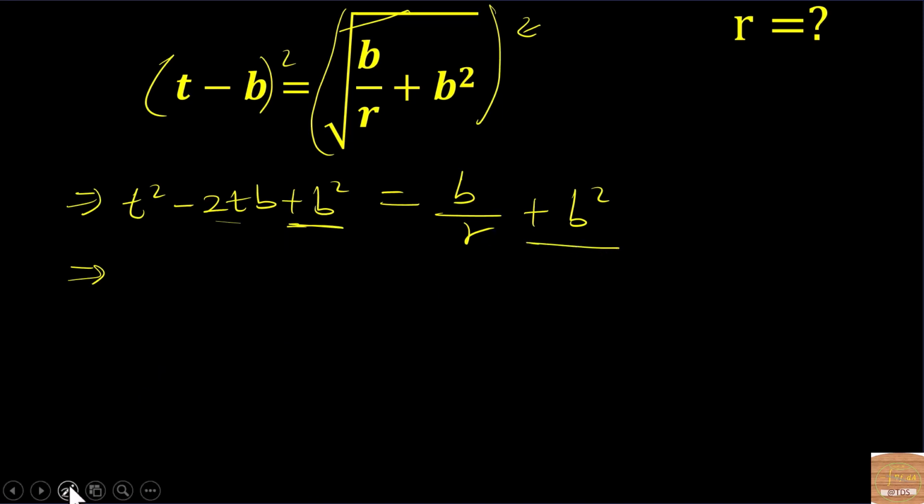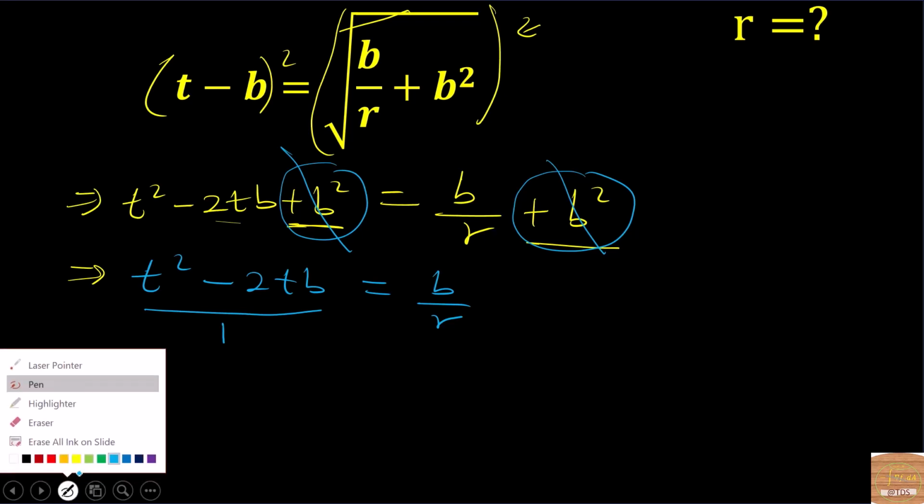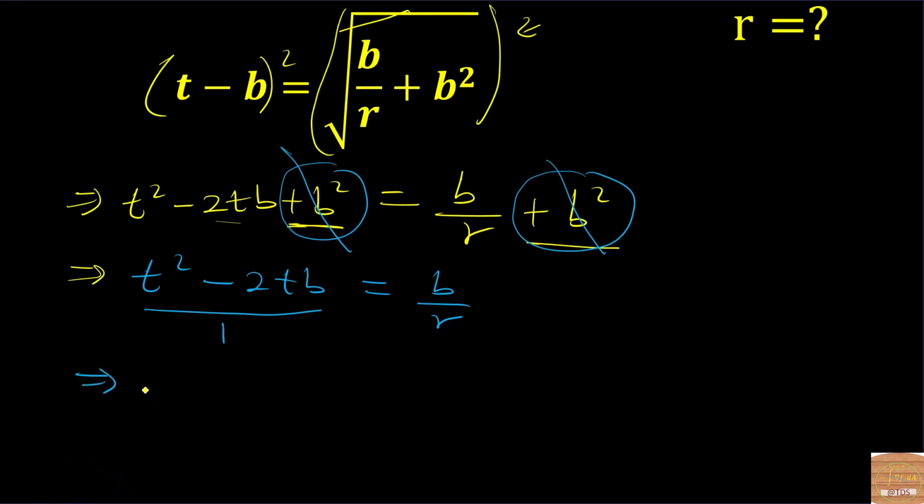They have similar signs here, so they'll go away, because when this one comes to this side, it will be minus b squared, so it will go. So I'll be left with T squared minus 2Tb equals b on r. So let me make this over 1. So let me do cross multiplication. So I have r taking everything here, times T squared minus 2Tb equals b, and we have to make r the subject.